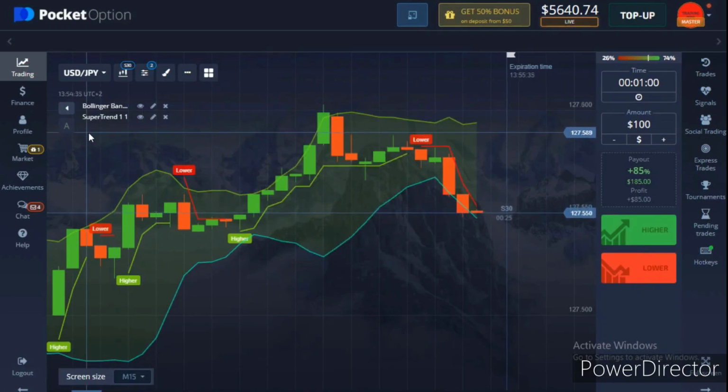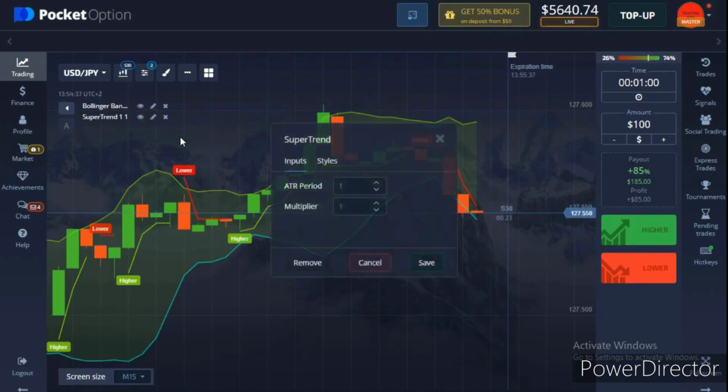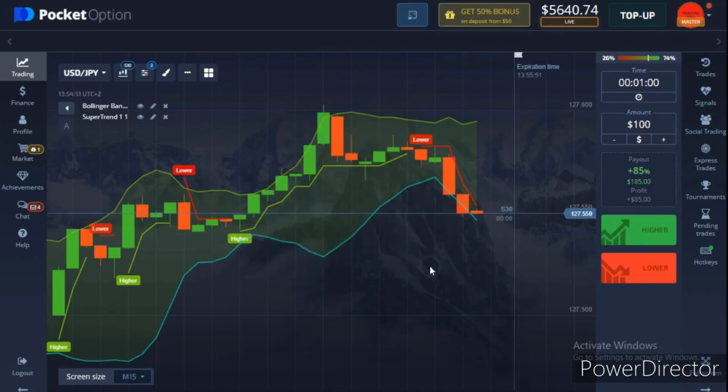The second indicator is called Super Trend, with a period of 1 and a multiplier of 1 as well. And over here too, I set the line to 2 pixels. So that's pretty much all you have to set up on the Super Trend. When you're done, you just hit save.